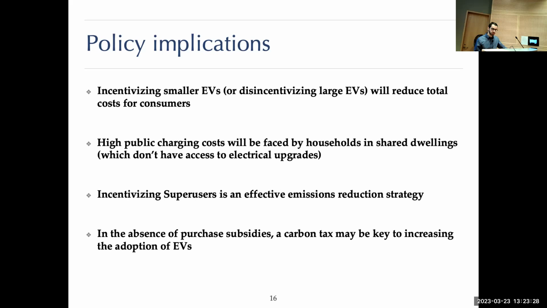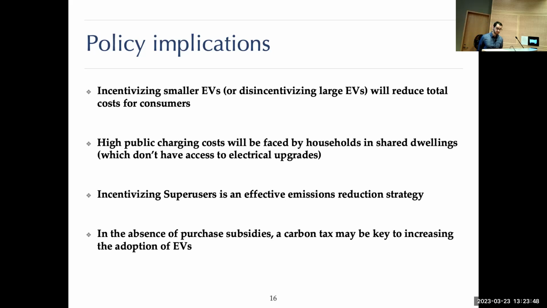Secondly, high public charging costs could be faced by households that live in shared dwellings or ones that don't have access to electrical upgrades. These households will require some additional policy measures, perhaps at the municipal level. This is generally where it makes the most sense to offset some of that additional cost faced by these types of households.